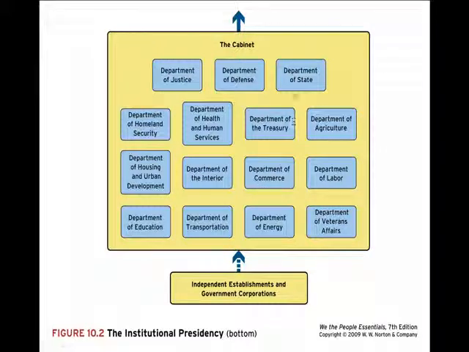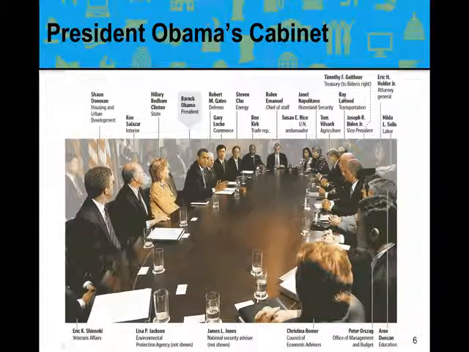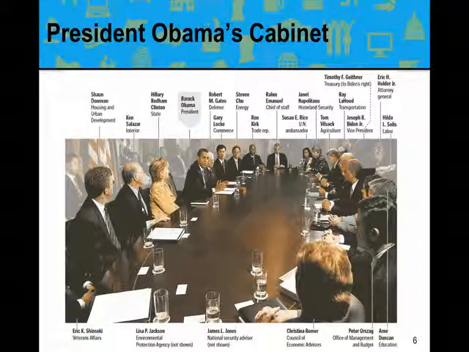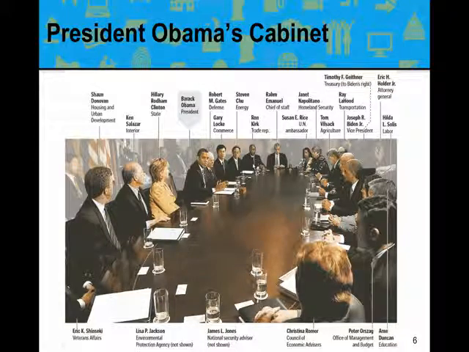So the Department of State, Hillary Clinton is the Secretary of State. Salazar is the Department of the Interior. Then you have Robert Gates, who was the Defense Secretary. I do believe he has stepped down by this point. Ron Kirk is the trade rep, and many of you from the Dallas-Fort Worth area may know Ron Kirk. He's the former mayor of Dallas.